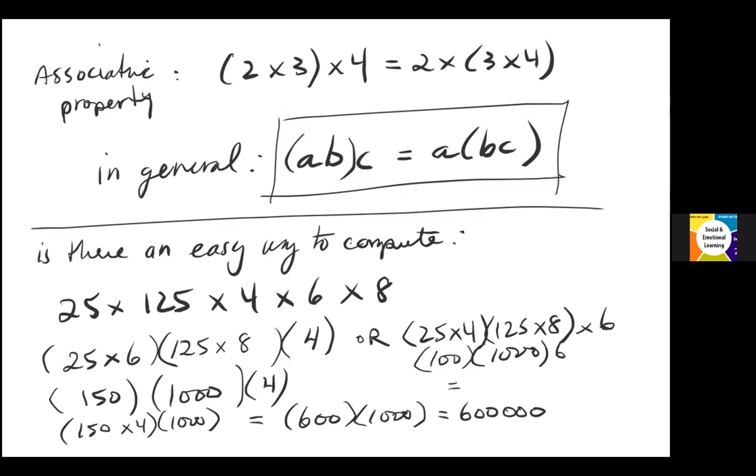The point is they're always looking for numbers that will multiply together to give nice round numbers like 1,000 or 1,000,000, something like that. So there's some exercises that I'll post afterwards that has you practicing these rules here.